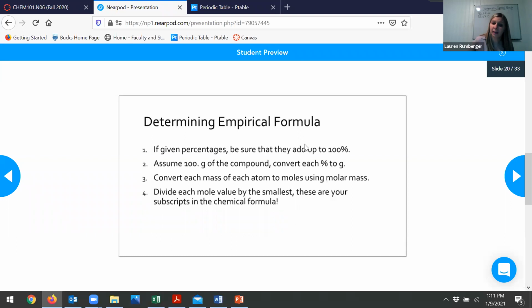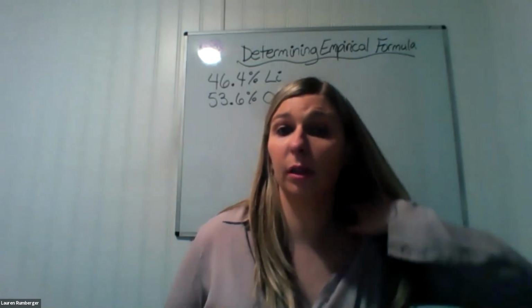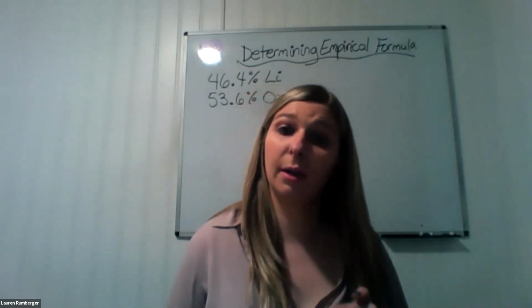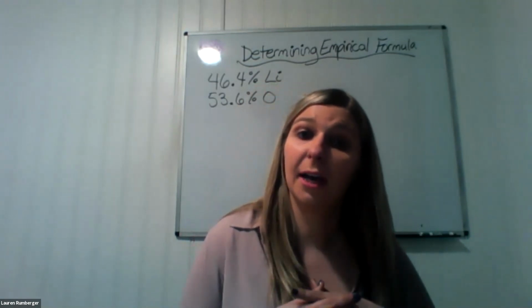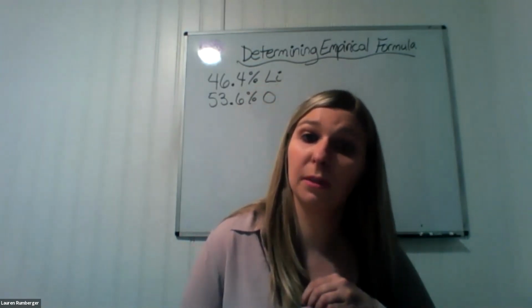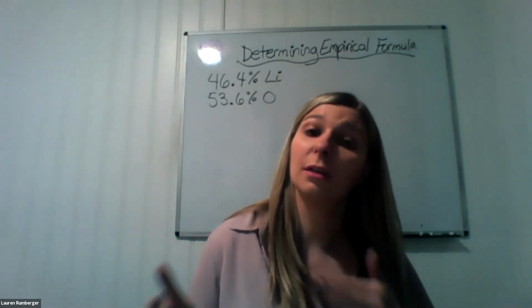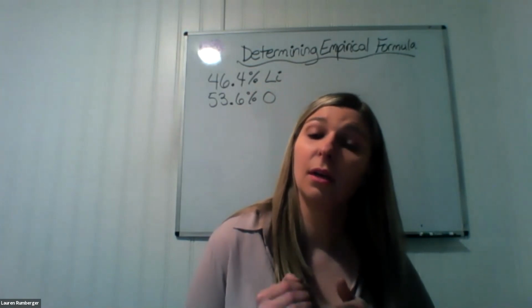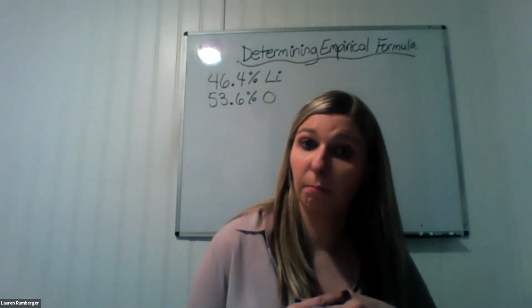You're going to see that I'll apply these steps as I go through them on my board here. So I'm going to stop the share here, and we're going to see that I have it started here on the board, the percentages that we just discussed. So if we have a compound that is 46.4% lithium and 53.6% oxygen, we can use these mass percents in order to determine its empirical formula.